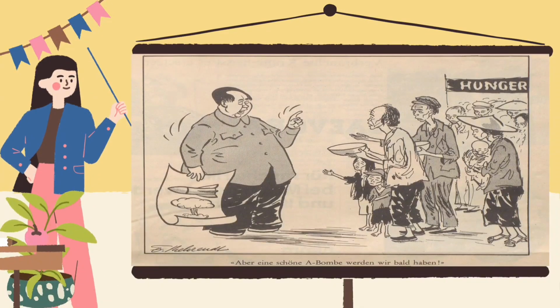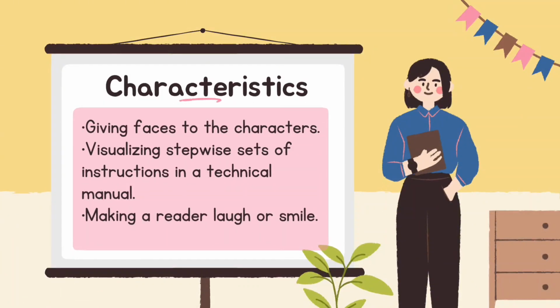This is the example. Next are the characteristics of drawing or illustration. First, giving faces to the characters. Second, visualizing stepwise sets of instructions in a typical manual. And last is making a reader laugh or smile. The characteristics of drawing and illustration are the distinct features and qualities that define these art forms. These characteristics influence how a drawing or illustration is created, perceived, and interpreted.